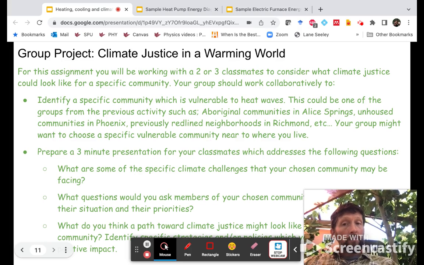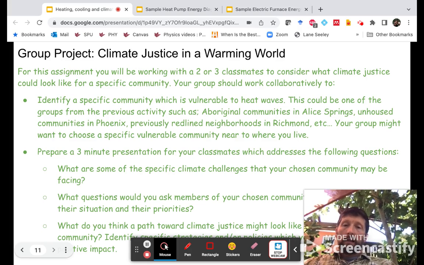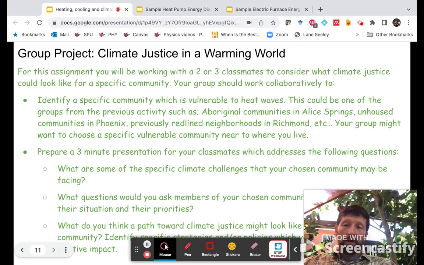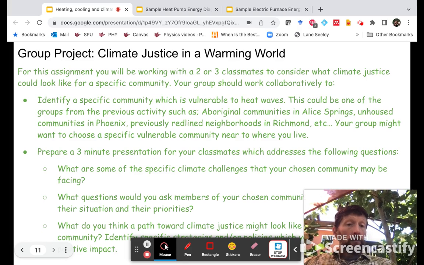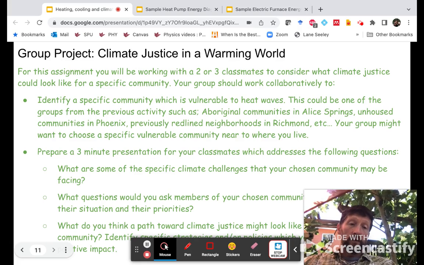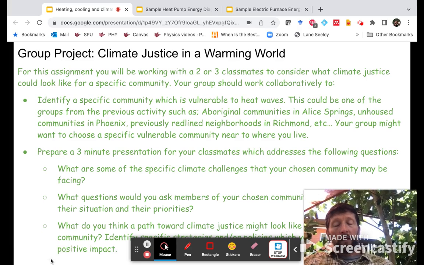And so each group then identifies one specific community, and they work collaboratively to develop a 3-minute research presentation, where they answer the questions of what are some of the specific climate challenges that their chosen community may be facing, and then, recognizing that they won't fully understand the situation in that community just by reading about it, what questions would you ask members of the community to better understand their situation and their priorities? And then what would they think a path towards climate justice might look like in that specific community? And what are some specific strategies or policies which would empower that community to deal with the challenge of climate change? So then they prepare those presentations.